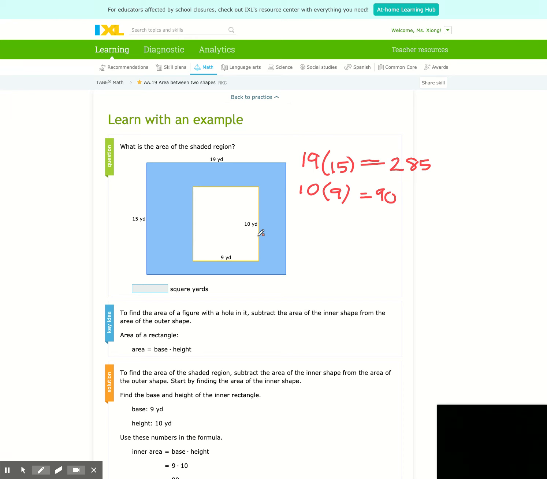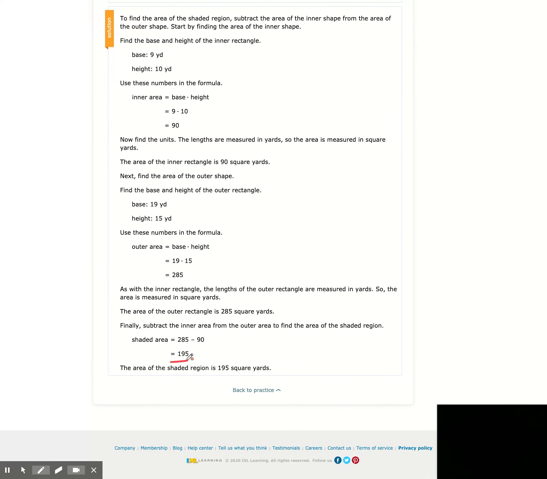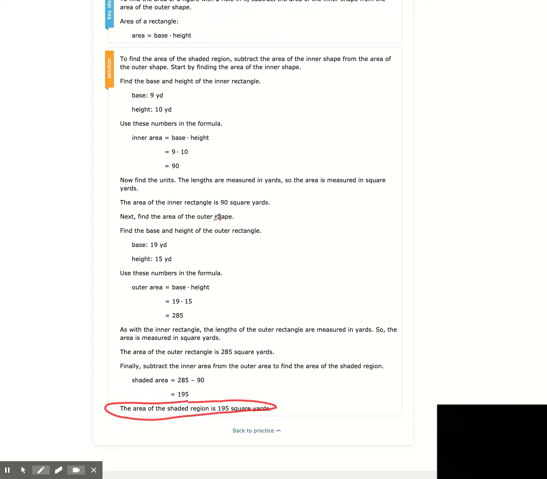So remember what I said. I said we need to subtract this time, right? We don't want this small shape in this big shape. We only want the shaded area. We don't want this small shape area. So we're going to subtract. All right, so 285 minus 90, and that equals 195. If I go all the way down here, I can see that the answer is correct, 195.